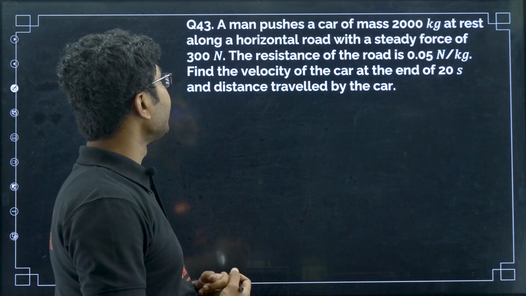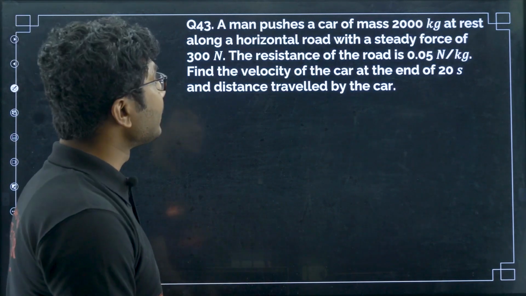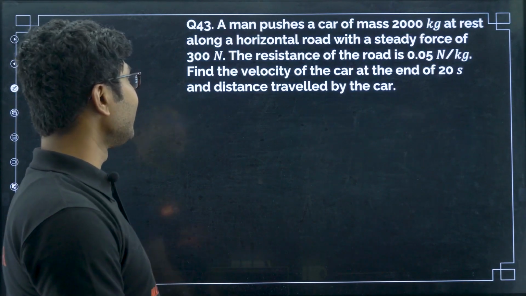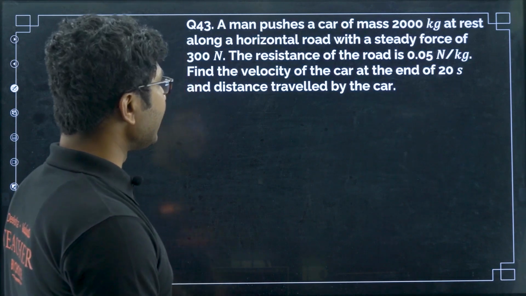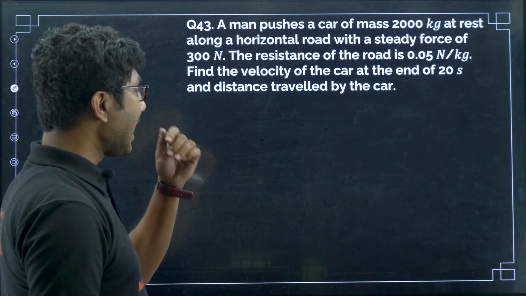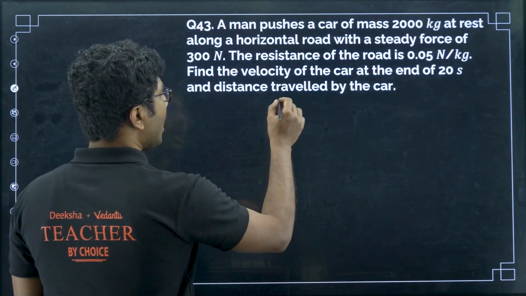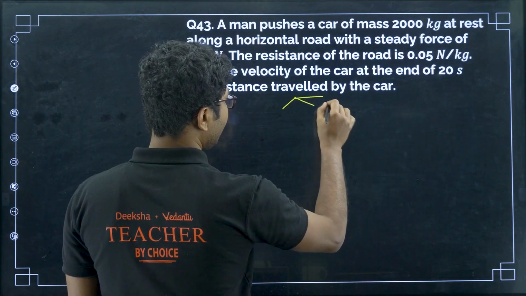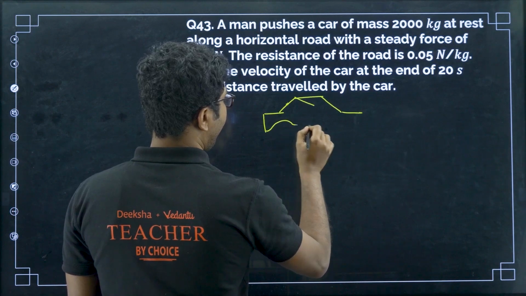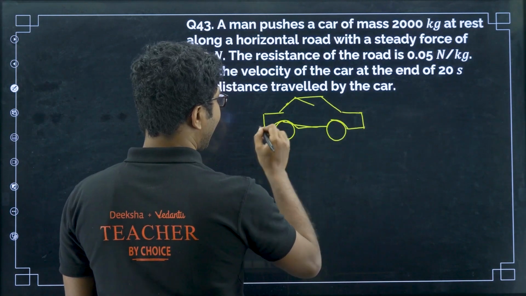Now, question number 43. A man pushes a car of mass 2000 kg at rest along the horizontal road with a steady force of 300 Newton. The resistance of the road is 0.05 Newton per kg. Find the velocity of the car at the end of 20 seconds and distance travelled by the car. Very interesting. So, a man is pushing a car. How many of you can draw the car? Let me know.